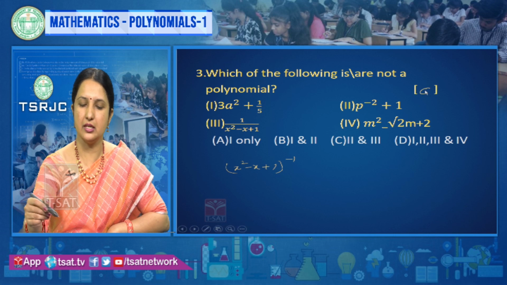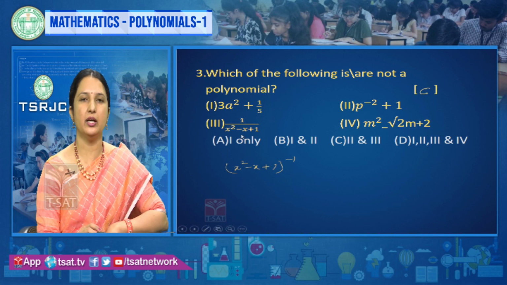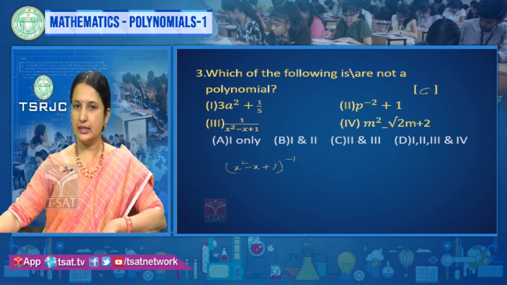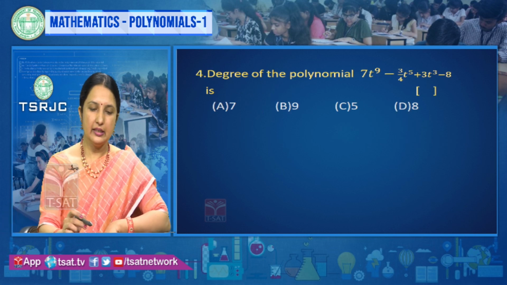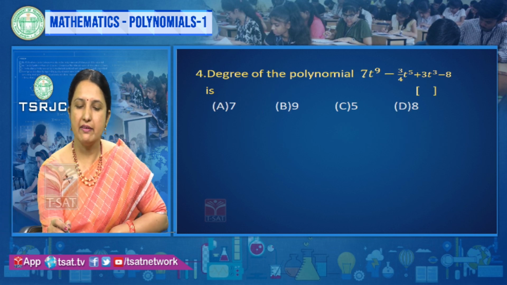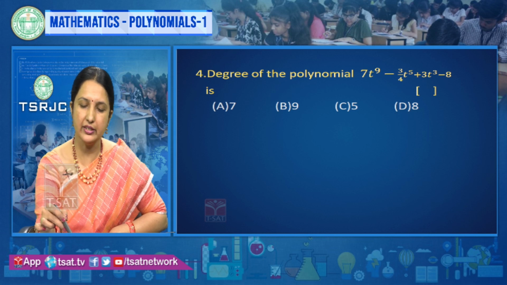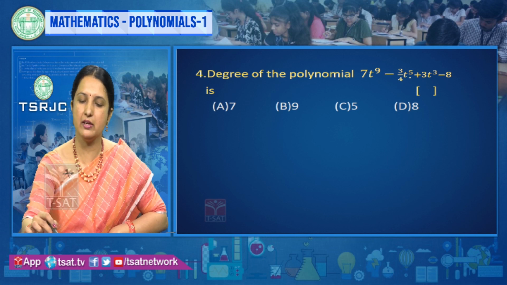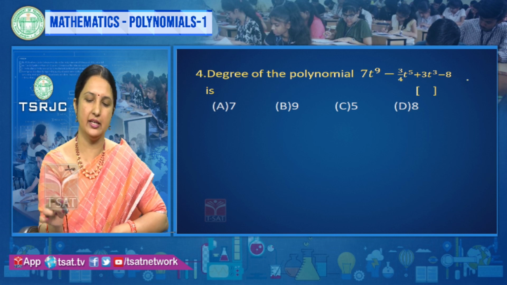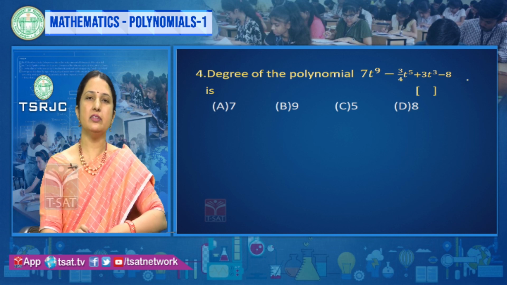The option C, 2 and 3 are not polynomials. So option C is the correct one. Then next, degree of the polynomial 7t to the power of 9 minus 3 by 4 t power 5 plus 3t cube minus 8. In that, what is the degree of the polynomial?